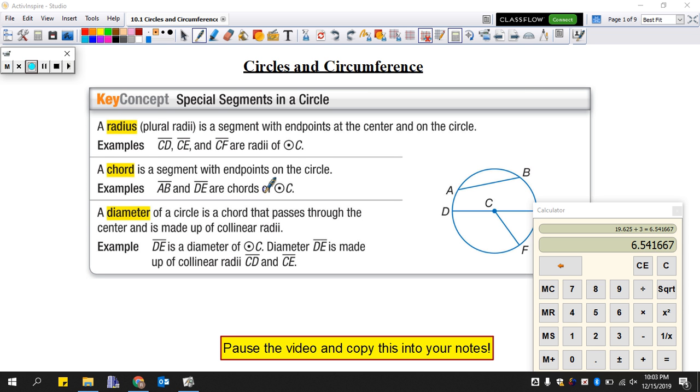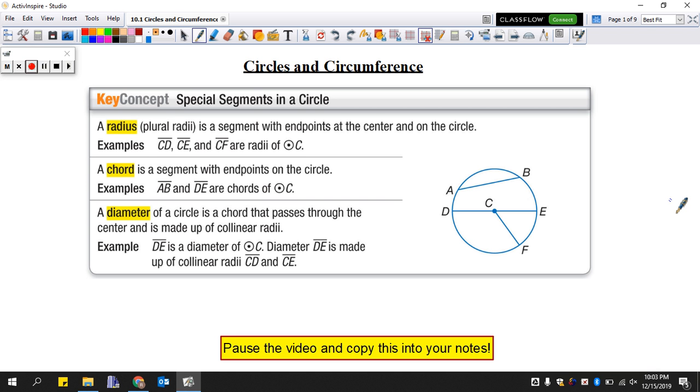All right, so the first set of definitions that we need to copy into our notes are we need to know what a radius is. A radius is a segment that has endpoints at the center and the outside part of the circle. So the radius always begins in the center and goes to the outside edge of the circle. So CE is a radius, CF is a radius, and CD is a radius. The plural of radius is radii.